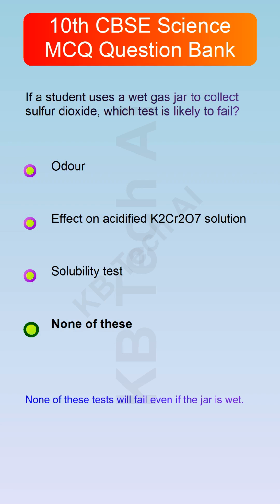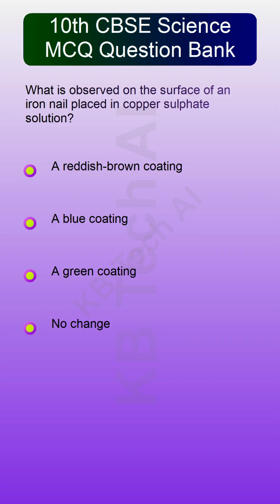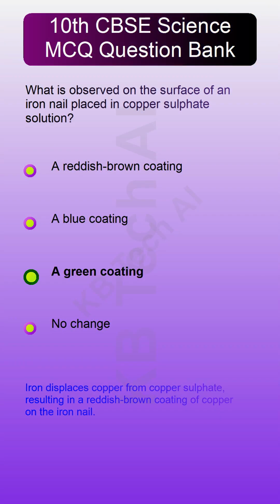The answer is, option 4, none of these. What is observed on the surface of an iron nail placed in copper sulfate solution? Option 1, a reddish-brown coating, option 2, a blue coating, option 3, a green coating, option 4, no change. The answer is, option 3, a green coating.